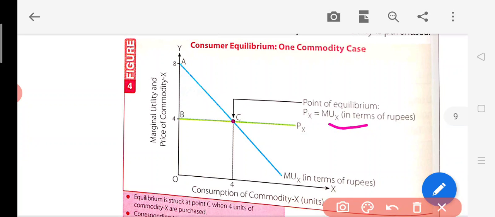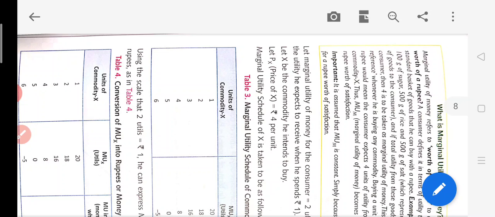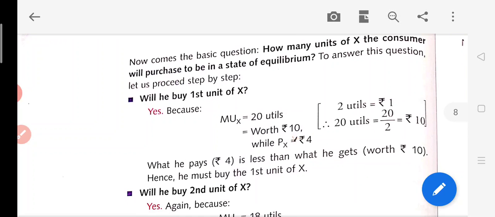when your MUX, the marginal utility of X commodity in terms of rupees, becomes equal to the price which you are paying. At that time we say that the consumer is in equilibrium in the one commodity case. So here let us look again at the schedule. The conclusion is there, the schedule which you saw yesterday.